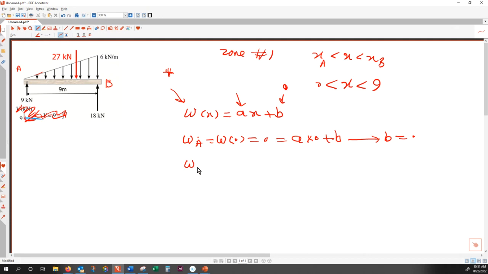I know that W at point B, that is W at X equal to 9, is equal to what? Is this equal to 6 or minus 6? Khan, is this 6 or minus 6? Yeah, 6, sir. No, this is minus 6, Khan. Why is it minus?